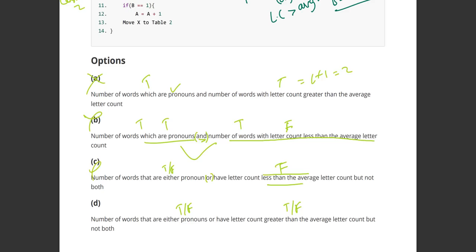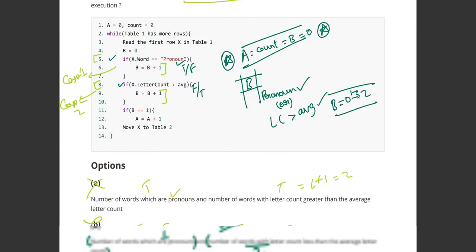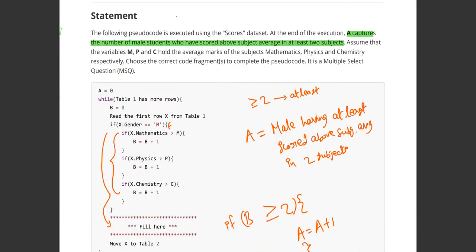Option D, number of words that are either pronouns or have letter count greater than average letter count? Yes, this is actually a true or false combination. So option D is correct for question number 7. And now coming to question number 8.